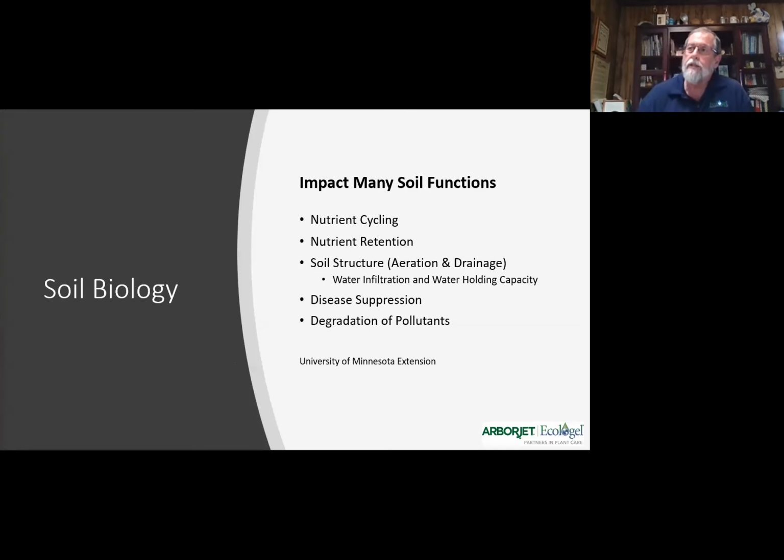So soil biology is another thing that really affects fertilizer use efficiency. You know, there are many soil functions that rely on soil biology. There's nutrient cycling, there's a carbon cycle, there's a nitrogen cycle, there's all sorts of cycles out there that nutrients go through, and the biology of the soil really affects that.